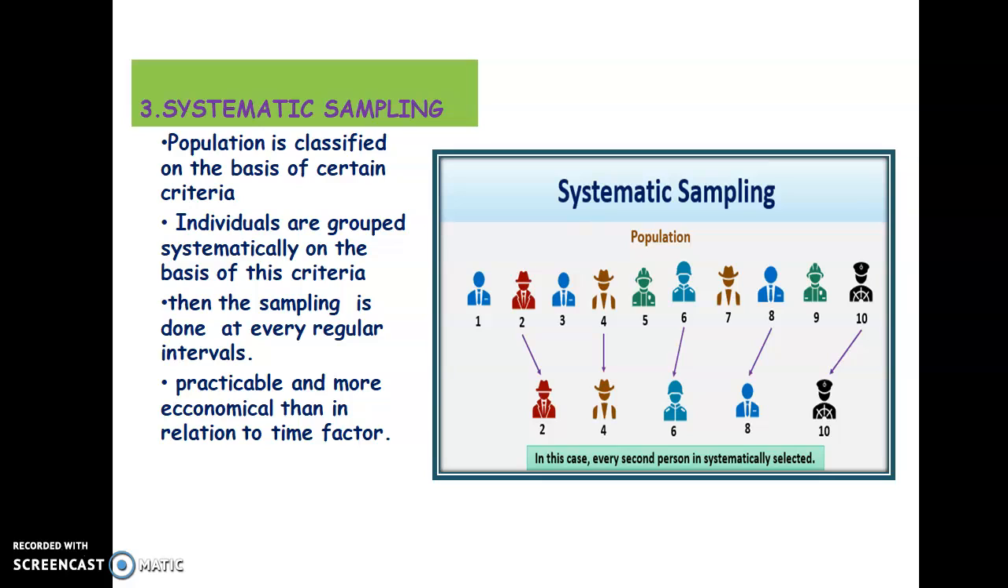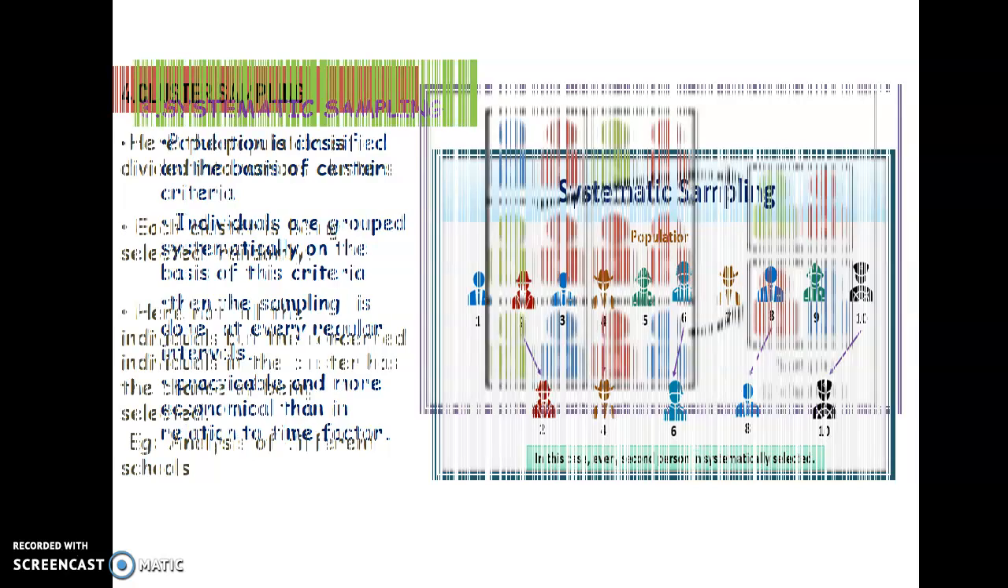Then what is meant by systematic sampling? Here the population is classified on the basis of certain criteria. Here you can see that out of the 10 people, every second person is systematically selected, right? Here it is 2, then 4, then 6, 8 and 10. Actually the population is first organized by certain criteria and then we are selecting certain individuals. This is called systematic sampling, right?